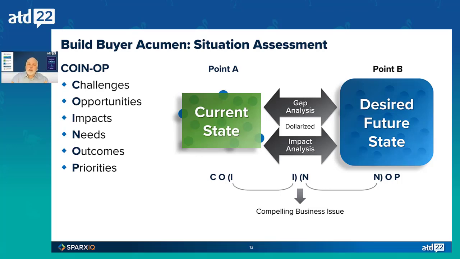And you do this in a framework of what's the current state, or point A, what's their desired future state, or point B, and then you can see how COIN-OP spreads across the bottom with the challenges, opportunities in the current state and the impact starting there, by the needs, outcomes, and priorities of the desired future state, with the needs sort of sliding into the middle, where you can do a needs analysis, a gap analysis about what's missing or what's needed to get from the current state to the future state, and what would the dollarized impact of that move be. This allows you to start to build a compelling business case.